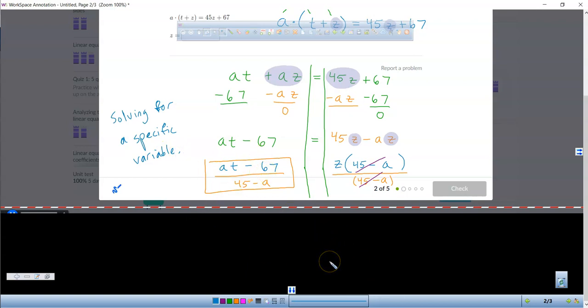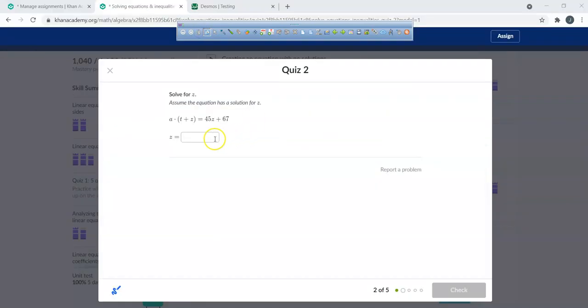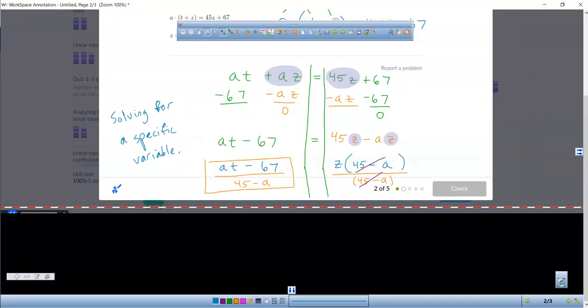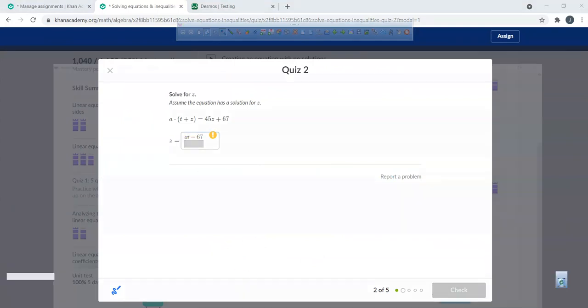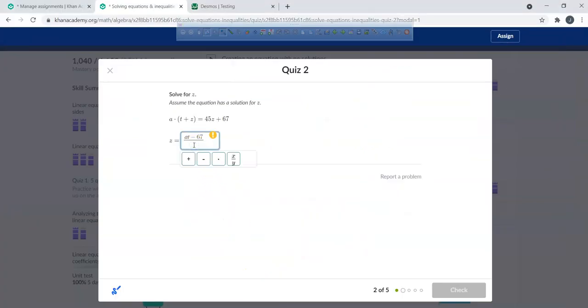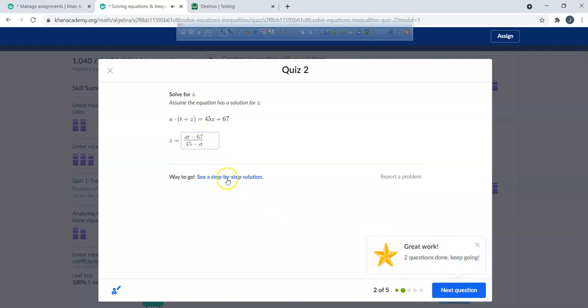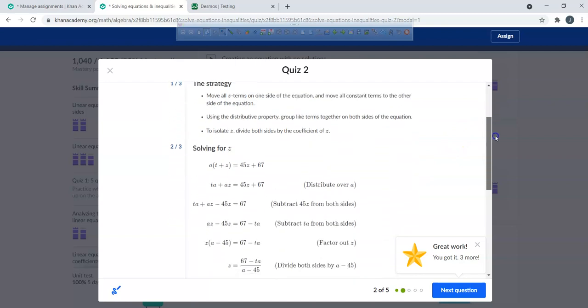So I'm going to type this into Khan Academy and see if we got it right. All right, here we go. Make a little fraction. I believe we had an at, and then I had minus 67 all over 45 minus a. Because it says, assume that the equation has a solution for z. All right. There we go. Now, if you mess up on yours, you can say, see a step-by-step solution, and it does go through all of it.